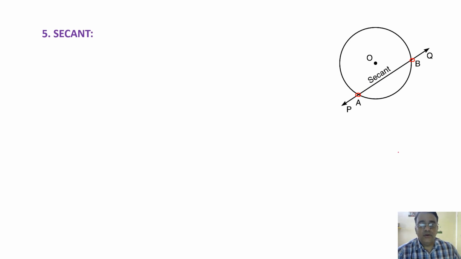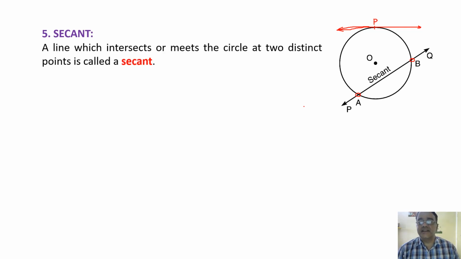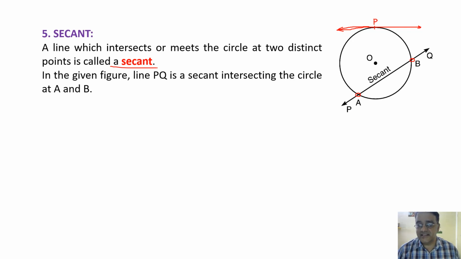When you go to higher classes you will learn that some lines touch the circle, meaning they intersect at one point. Such a line is called a tangent. So very simple: if a line intersects at two points it is a secant, and if a line intersects at one point it is a tangent, but you will learn tangent in higher classes. So a line which intersects or meets the circle at two distinct points is called a secant. In the given figure, line PQ is a secant intersecting the circle at points A and B.